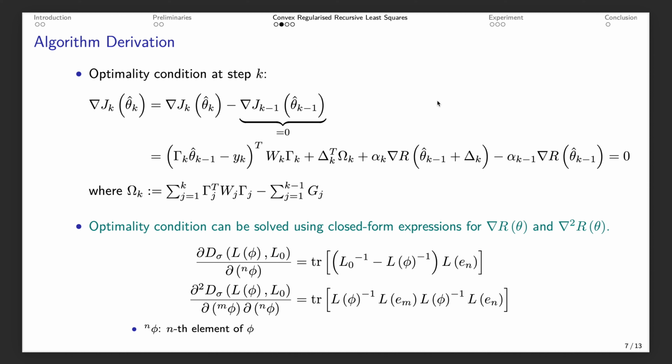Clearly, the objective function J_k is a smooth and convex function, so we need to find the parameter update delta k so that the gradient of J_k vanishes at theta hat k. Using the fact that the previous estimate is optimal with respect to the objective function for step k-1, we can simplify the equation that should be solved for delta k. Here we notice that the regularizer has closed form expressions for the gradient and the Hessian, so we can easily expect that the Newton-Raphson method will readily solve the equation.